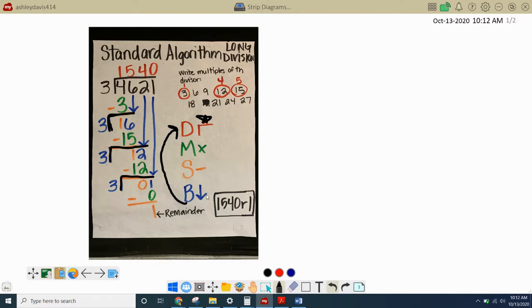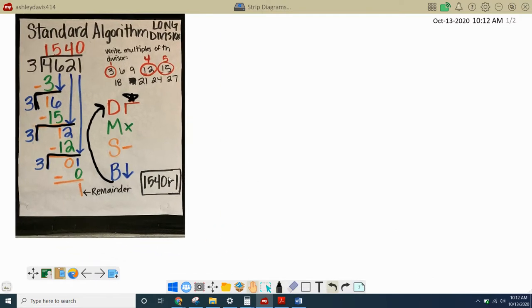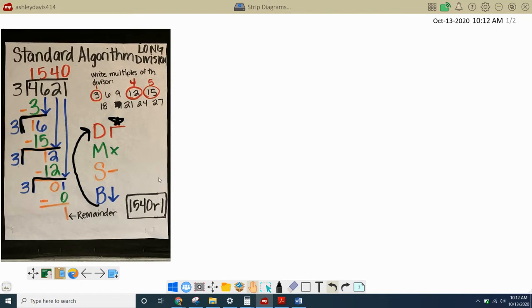Okay, so I know that was a big problem. So let's scale back and do a smaller problem, a little easier. We're still following these steps: divide, multiply, subtract, bring down. You may have heard, I learned Dear Miss Sally Brown. These are our 4 steps to division, and if you bring down, you just keep repeating those steps. This is just a procedure, and we're going to repeat it over and over again.